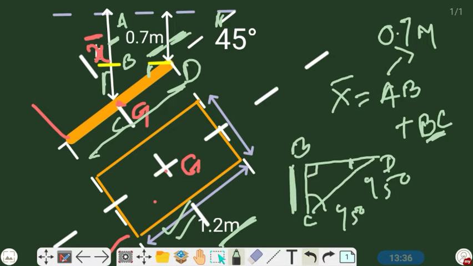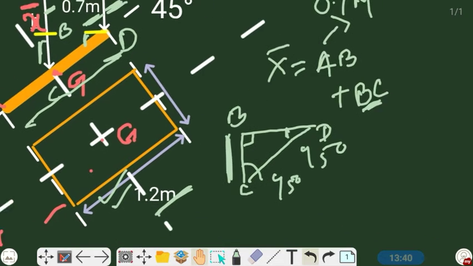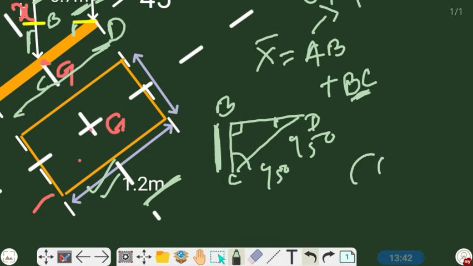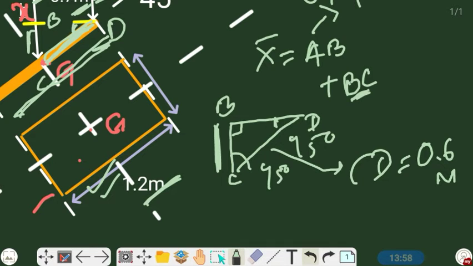So CD will be 0.6 meter. Yes or no? CD, from here to here, as the total is 1.2 meter, it is half of this, so this is 0.6 meter. Yes or no? Okay, yes. So this is 1.2 meter, this is CD.